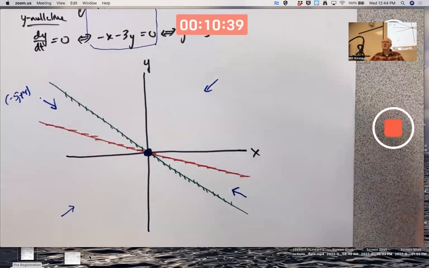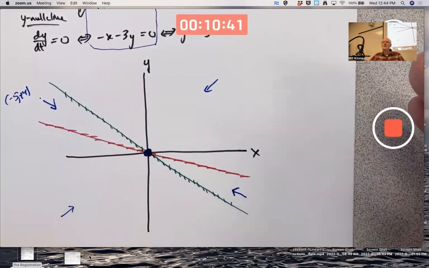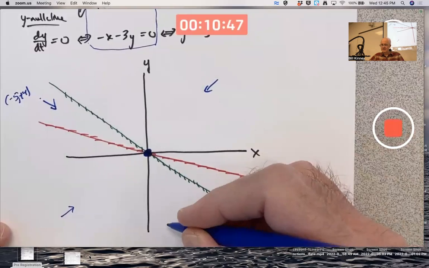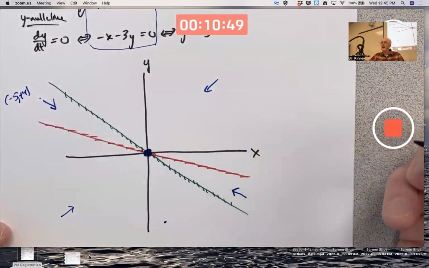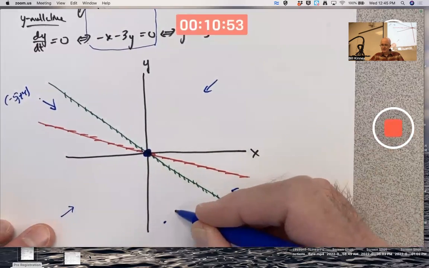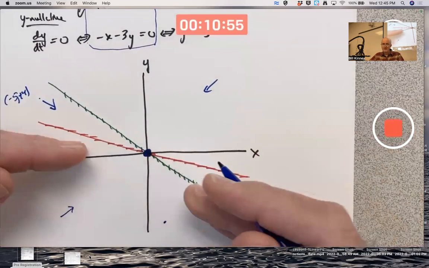From just this much information, you can typically draw a decent phase plane here. Think about different initial conditions. For example, if you started right there, the solution has to move to the northeast because you're in this region below the red and green lines here.